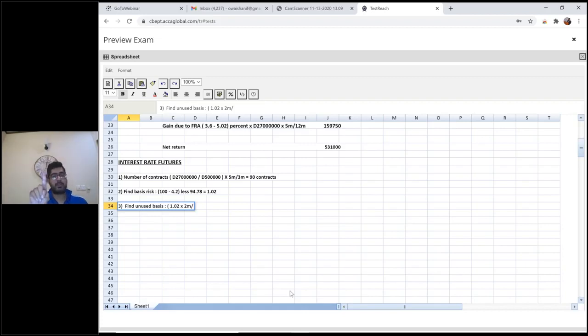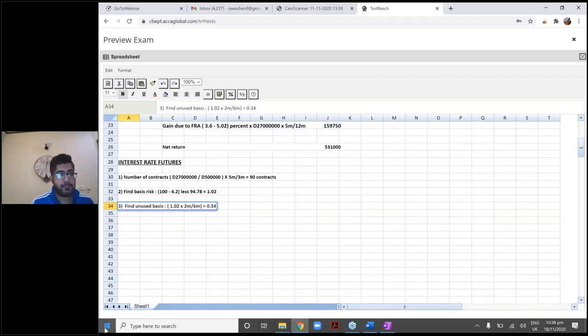Count total months. 1st October to 1st November, 1 month. 1st December, 2 months. 1st January, 3 months. 1st February, 4 months. 1st March, 5 months. And 30th March, 6 months. So total months are 6. This makes it 0.34.